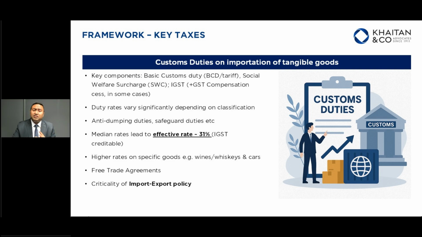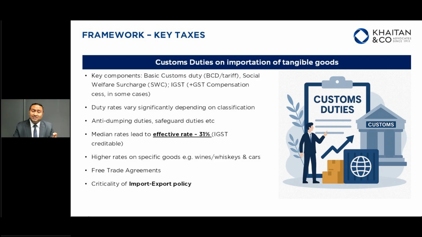To give you a flavor of what the median rates could be, basic customs duty on most products is at 10%. That is levied on the CIF import value. So if you have a CIF import value of rupees 100, 10% applies on that, 10% BCD or tariff. You have a social welfare surcharge typically of 10% on that BCD or tariff component, and cumulatively over the CIF plus BCD plus the social welfare surcharge is the IGST, which is typically at around 18%. All of that adds up to around 31% on an average.